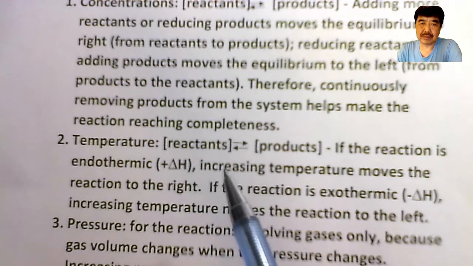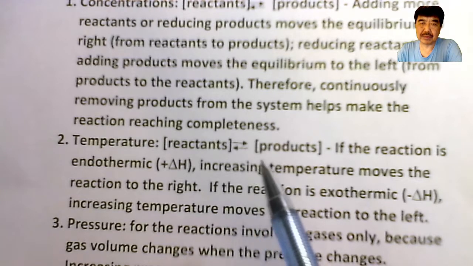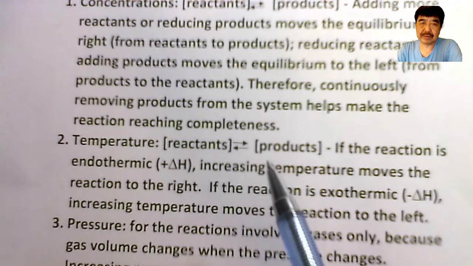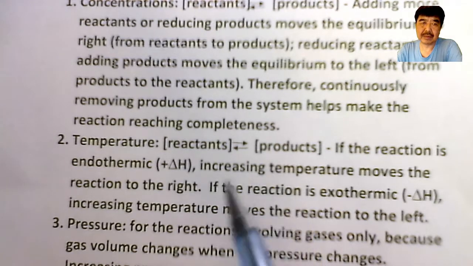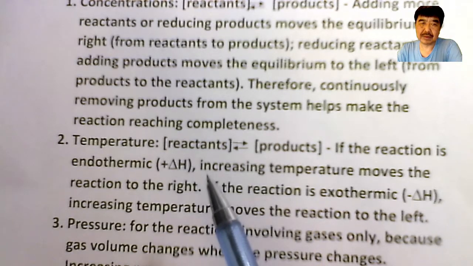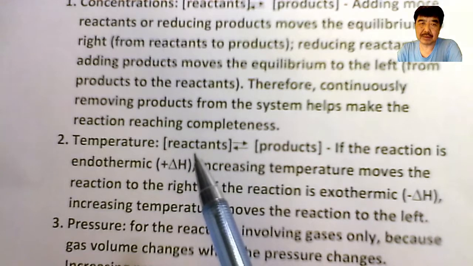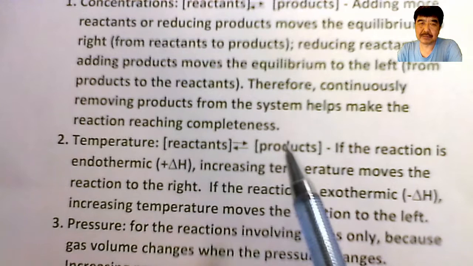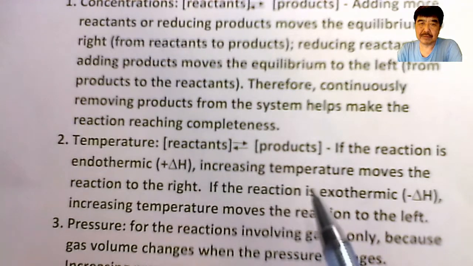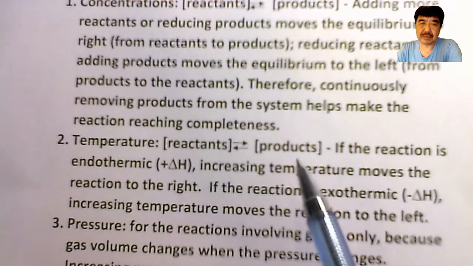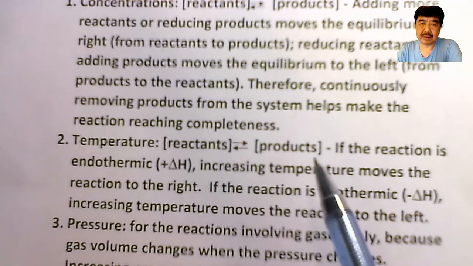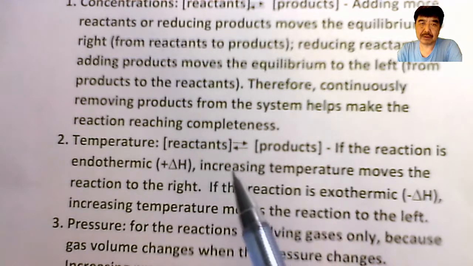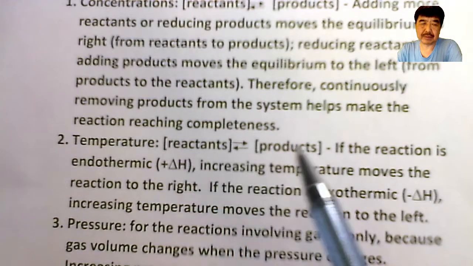The equilibrium changes based on the type of the reaction. If the reaction is endothermic, when we increase the temperature, the reaction changes from the reactant to product. If the reaction is exothermic, when we increase temperature, the reaction goes backward from the product to reactants.